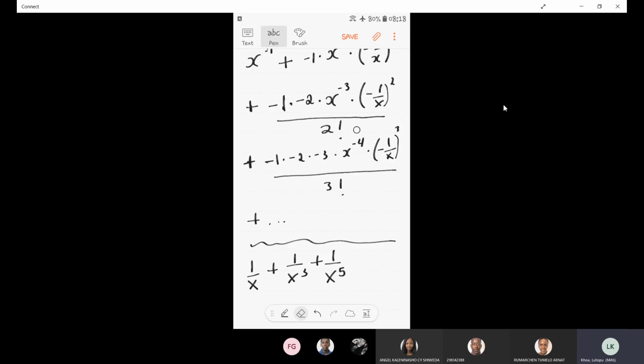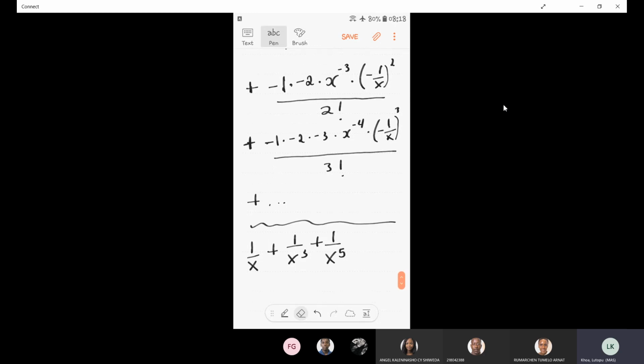Then I have 1 over x to the power of 4 times 1 over x to the power of 3. So I'll have 1 over x to the power of 7. Then this 3 times 2 times 1, that is the same as 3 factorial. So those two will cancel each other out. And then I'll be left with plus 1 over x to the power of 7. Then I have dot, dot, dot.